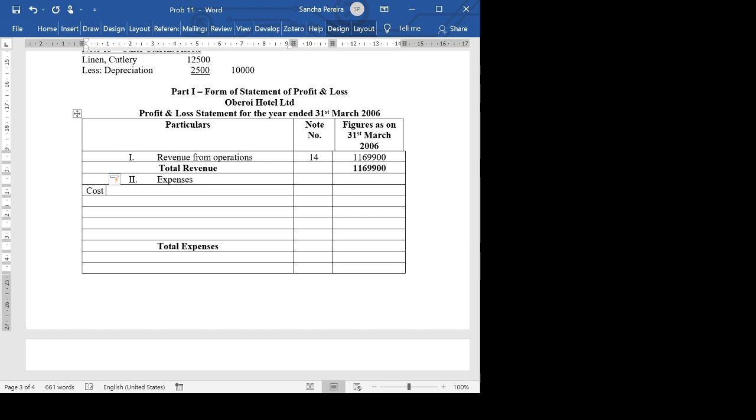Under the expenses, the first thing that we have is cost of materials consumed. I'll just write all the note numbers, 15, 16, 17, 18. Then we have purchases, we don't have anything. We go directly to employee benefit expenses. Then we have finance costs, depreciation and amortization. And finally, we have other expenses.